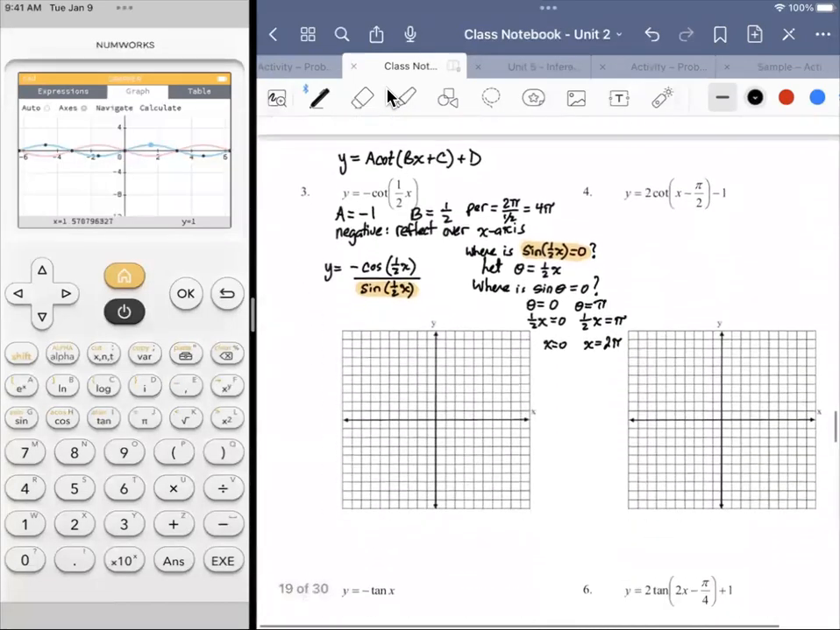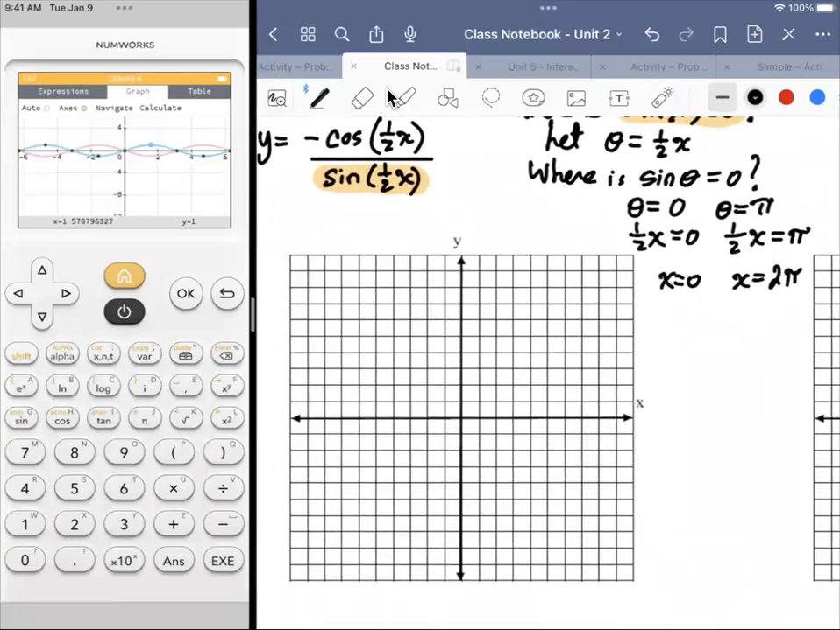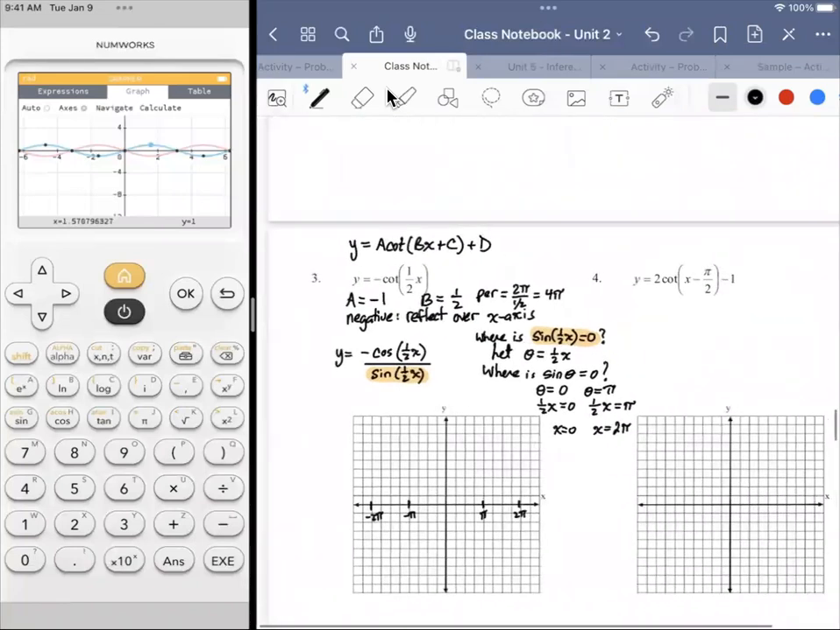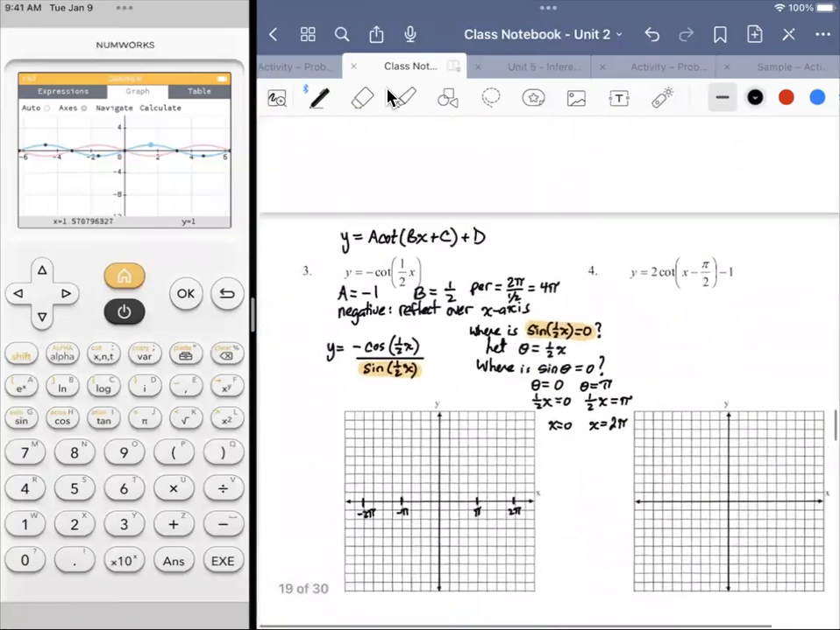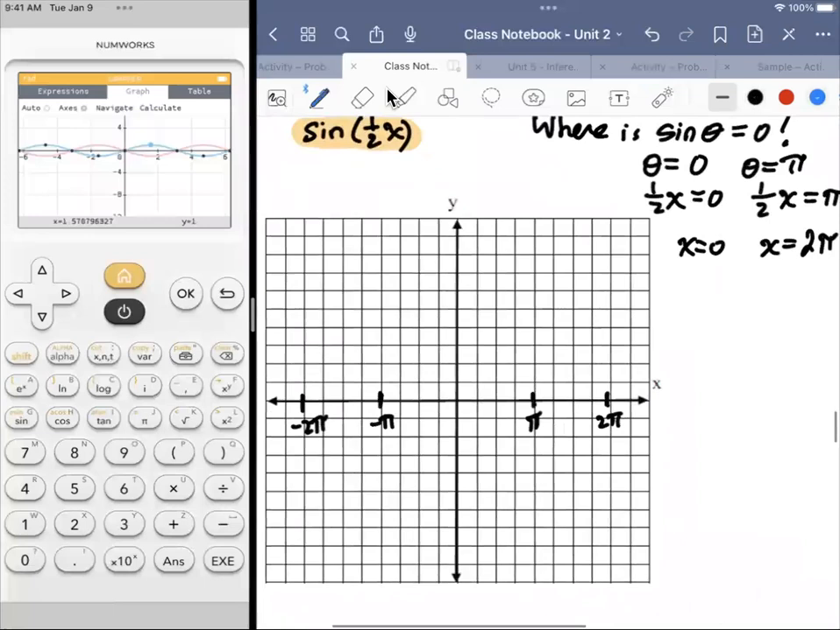I'm going to use the same scale: pi, 2 pi, negative pi, negative 2 pi. Previously, I had my vertical asymptotes at 0, pi, 2 pi. Now my vertical asymptotes are going to be double the width. So 0 and 2 pi.